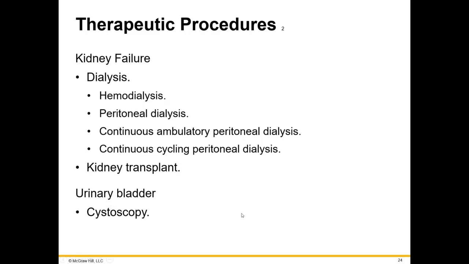And then urinary bladder, we have cystoscopy, which can be used to therapeutically remove stones, polyps, and some types of tumors. It can also be used in various types of prostate surgery. Let's see. I think you're good on that.